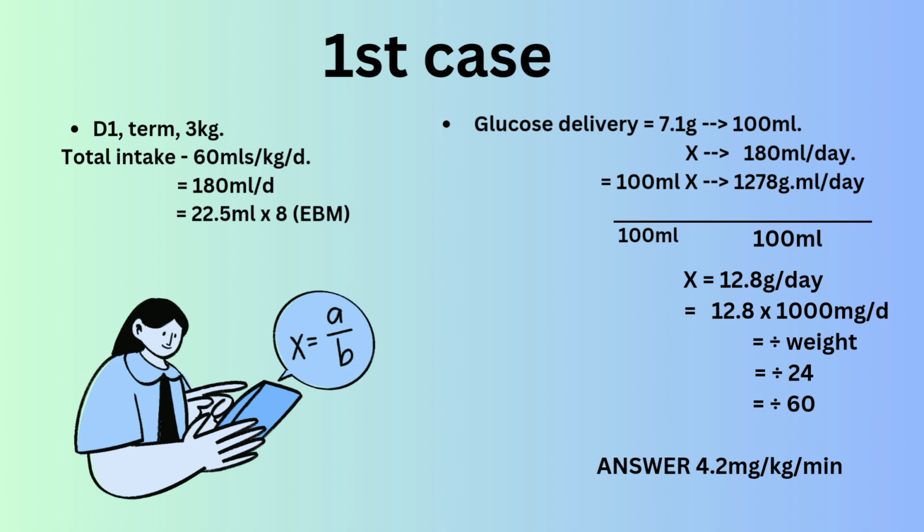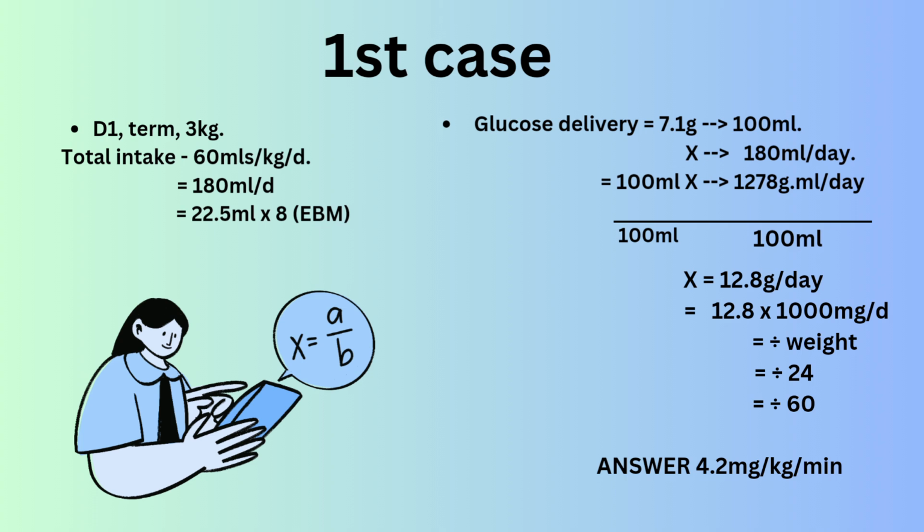If you do that, and calculate it the way I showed you, you're actually going to get 6.2 milligrams per kg per minute if you change your total intake to 90 mls per kg per day instead of 60. So that's how we calculate the glucose delivery.